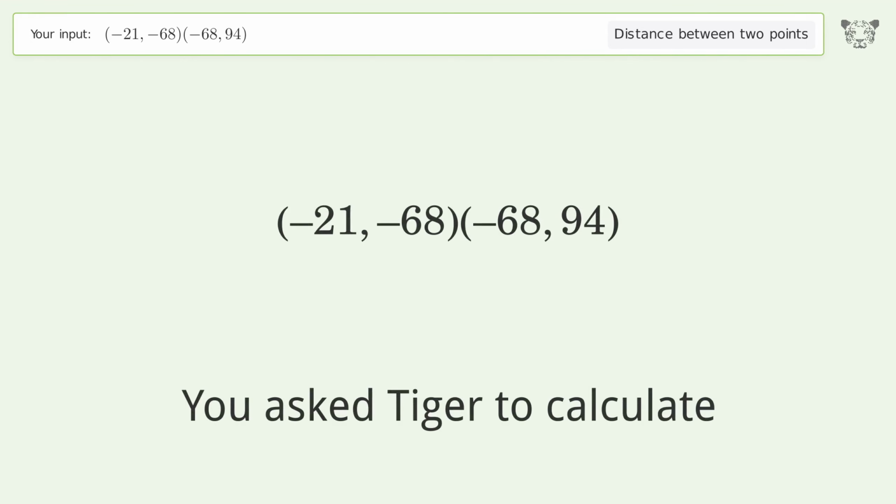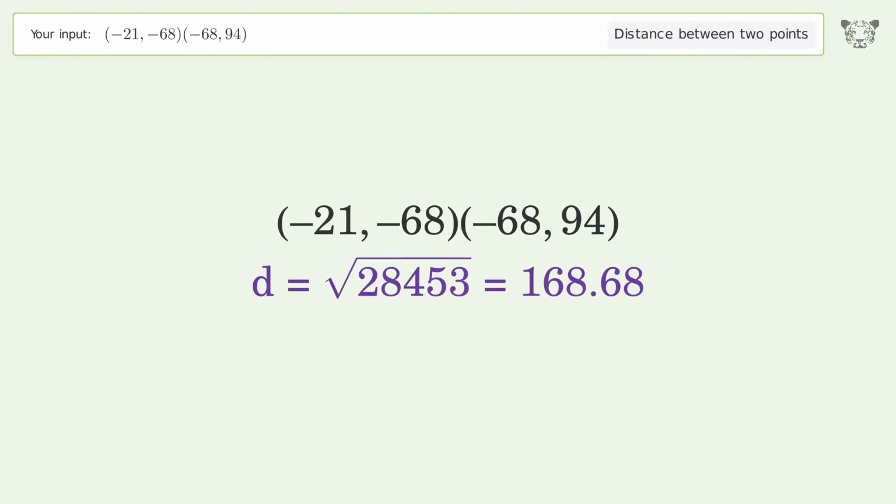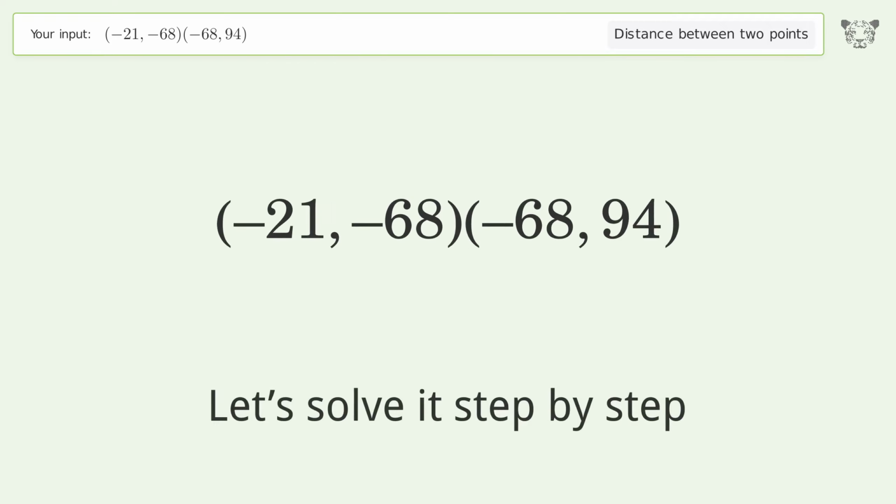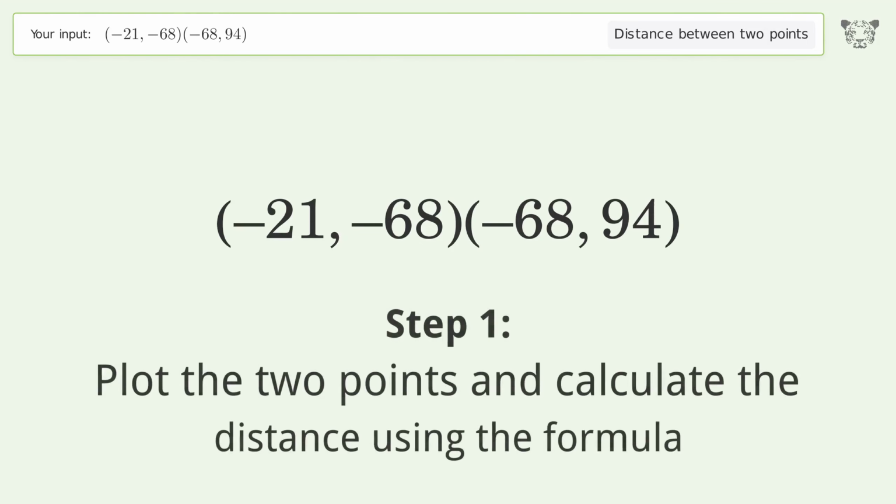You ask Tiger to calculate. This deals with the distance between 2 points. The distance between the 2 points is the square root of 28,453, or 168.68. Let's solve it step by step. Plot the 2 points and calculate the distance using the formula.